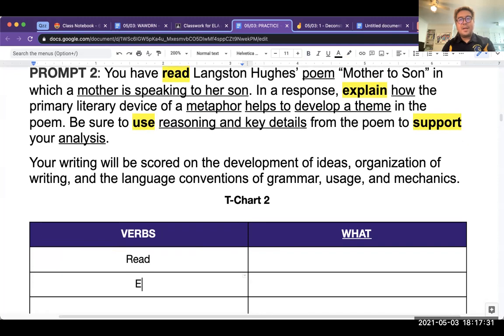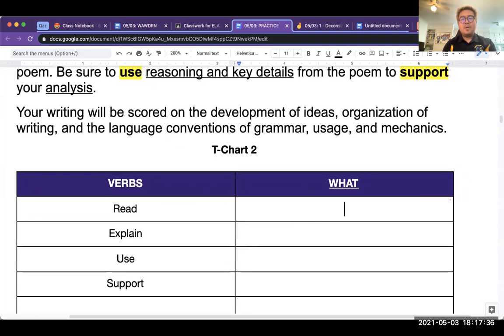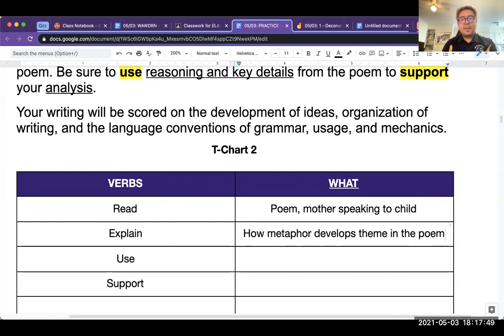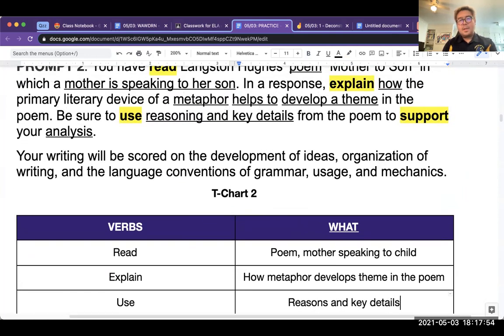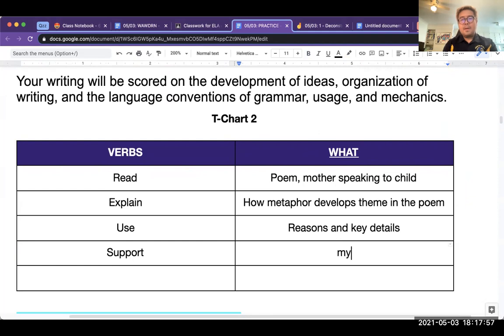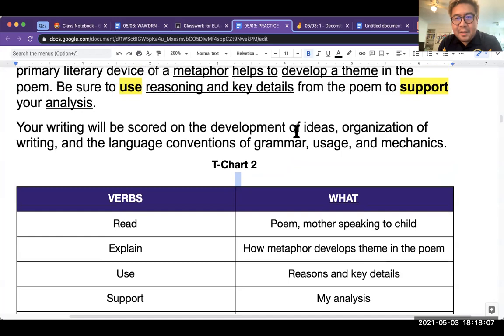Read, explain, use, support. Poem, mother speaking to the child. Explain how metaphor develops theme in the poem. Use reasons and key details. And support my analysis. Okay. So at this point, you have your T-chart.